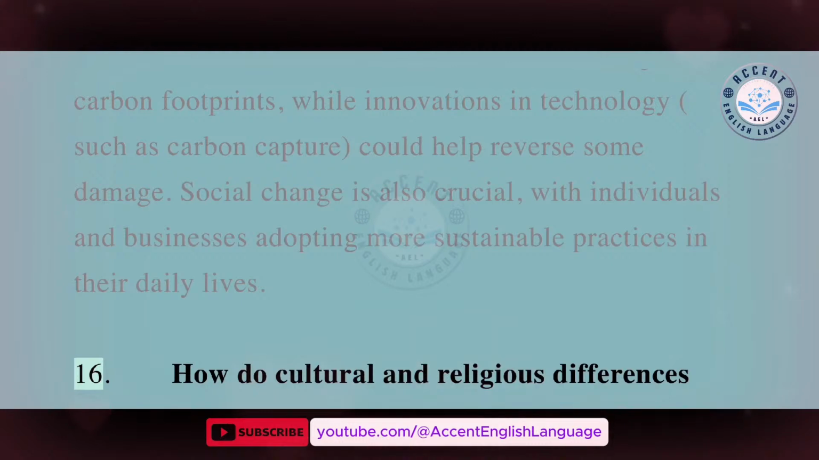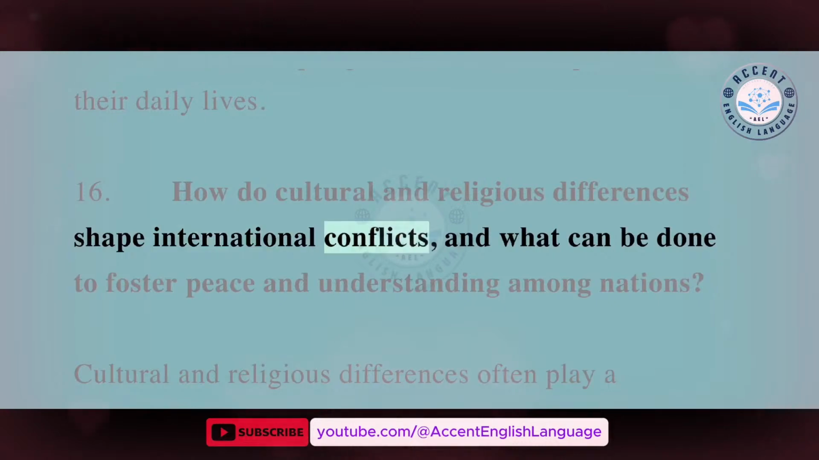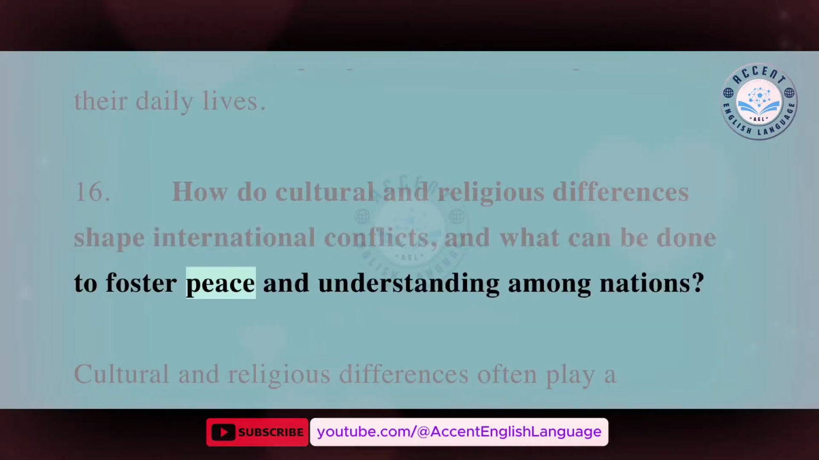16. How do cultural and religious differences shape international conflicts, and what can be done to foster peace and understanding among nations?